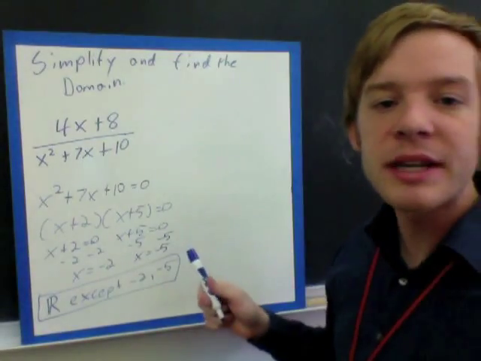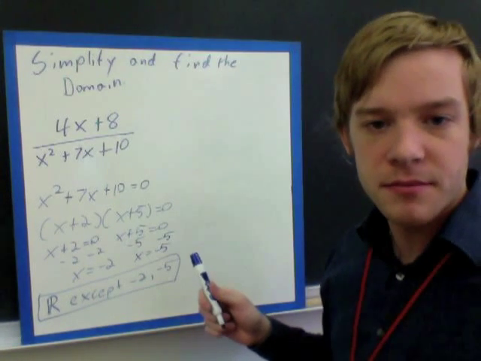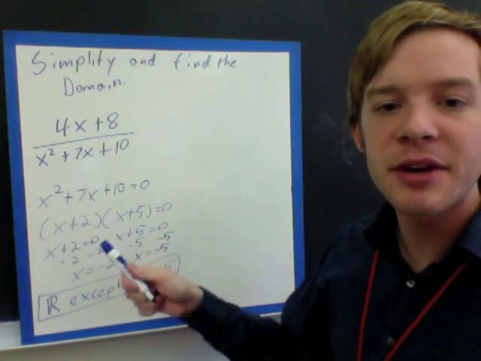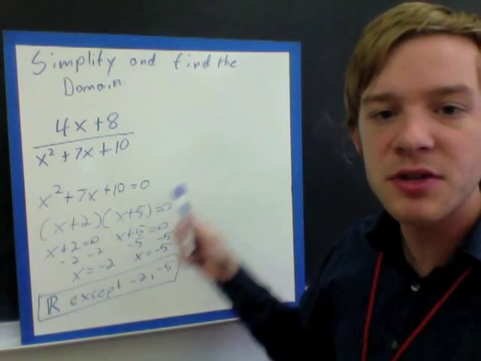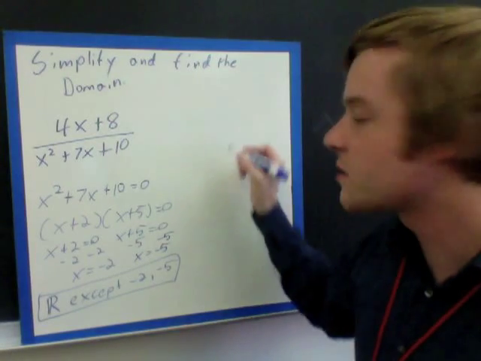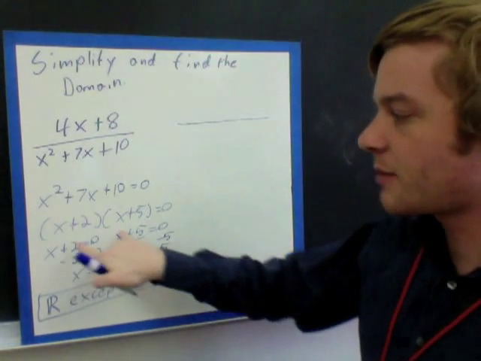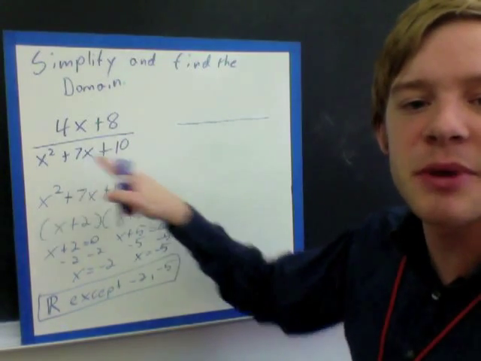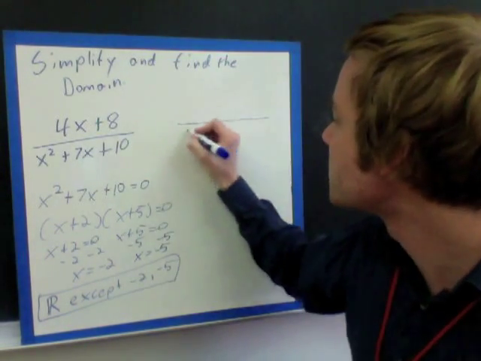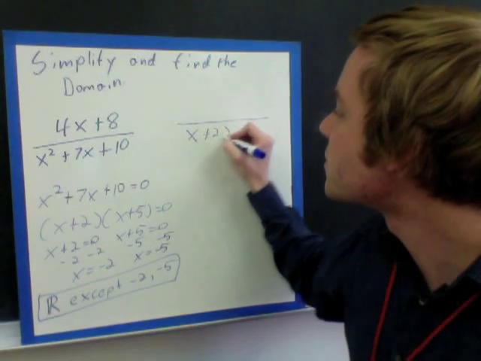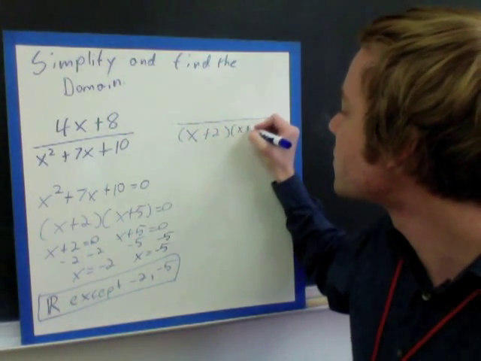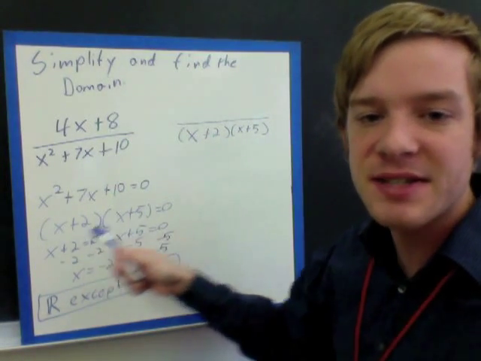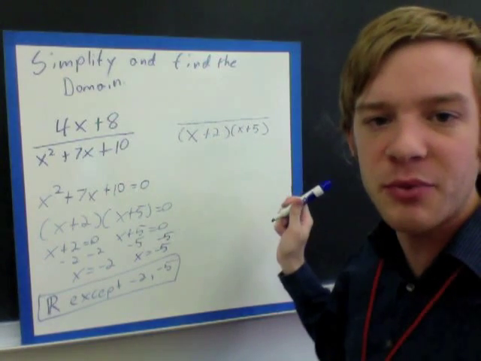The second part here, I need to simplify this, and so I can cancel things out. So I already know the denominator factors into these two things. So what I'm going to do is I'm going to rewrite this over here, and I'm going to have x plus 2 and x plus 5, because I know the denominator factors into those two things. This is why I found the domain first, because that step right there helped me out with the simplifying process.